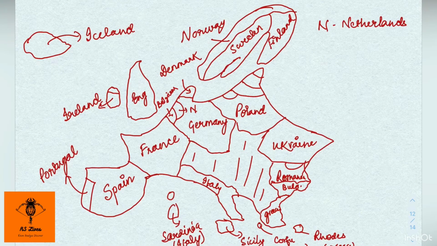Do remember that a little bit of Turkey is also a part of Europe. From here we have a strait, an isthmus that connects the European part of Turkey with the Asian part of Turkey, and the strait is actually known as the Bosphorus Strait.